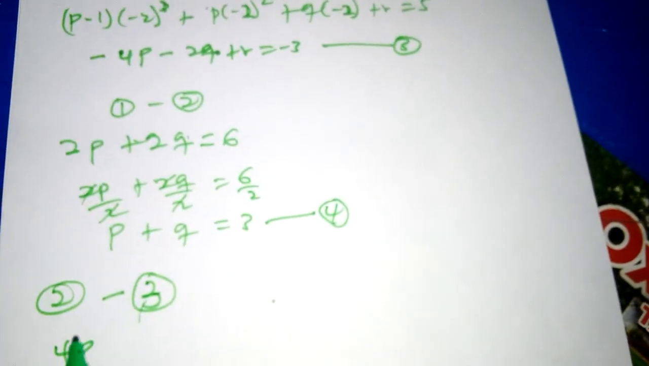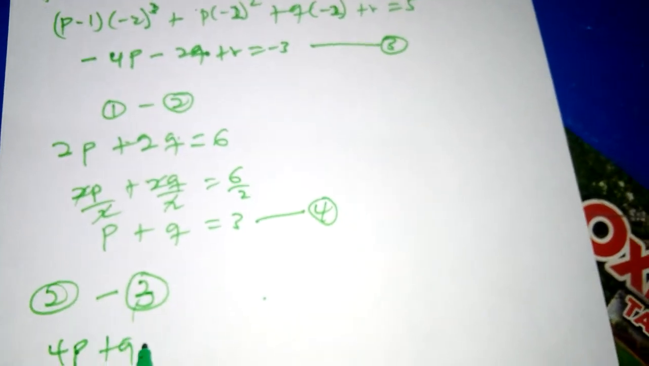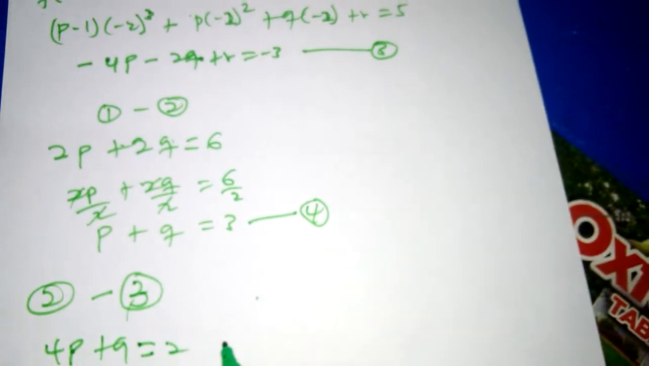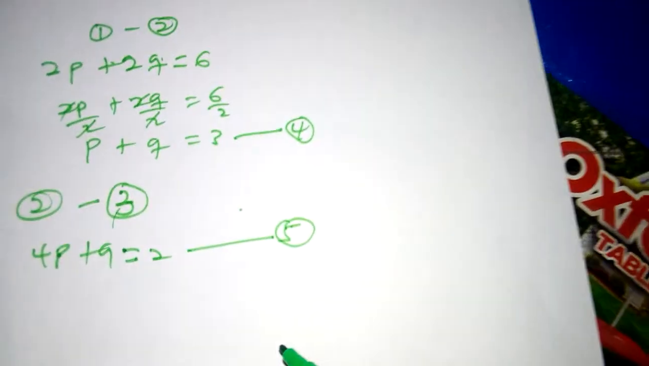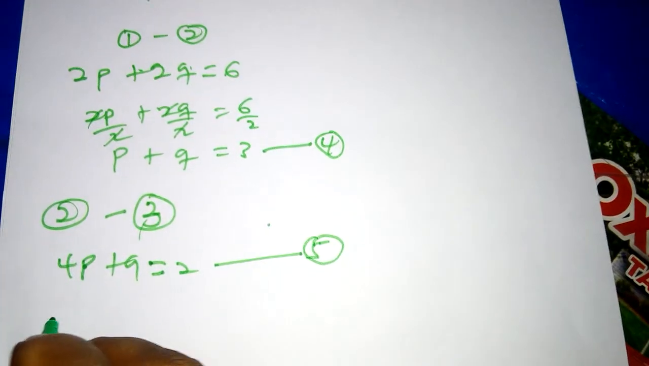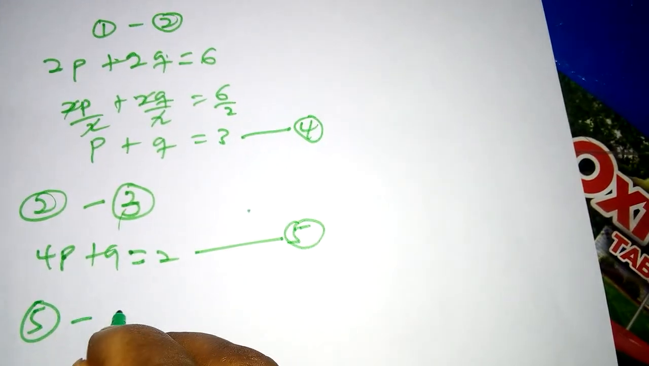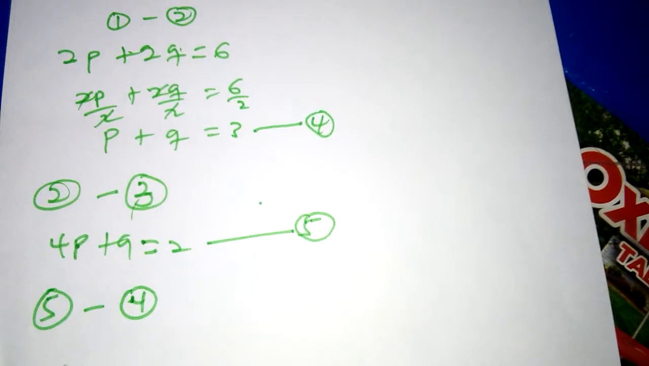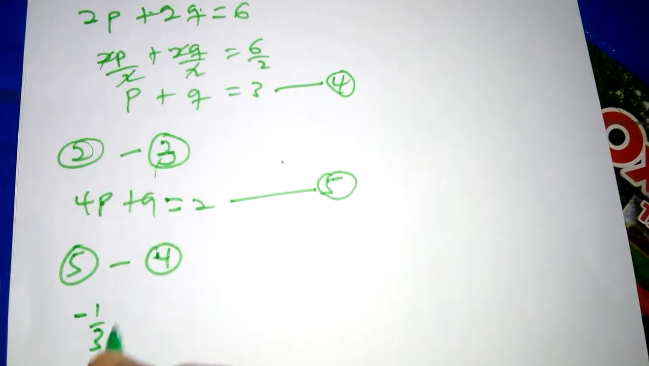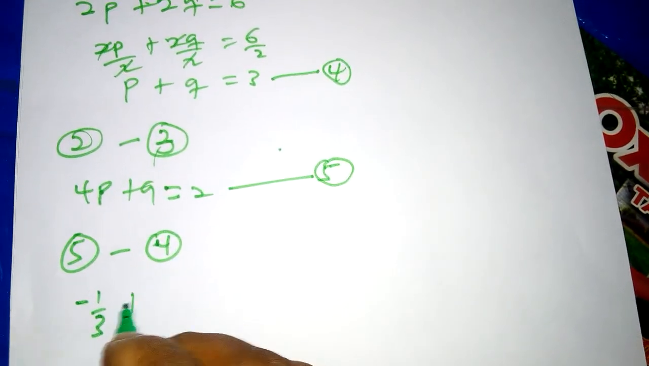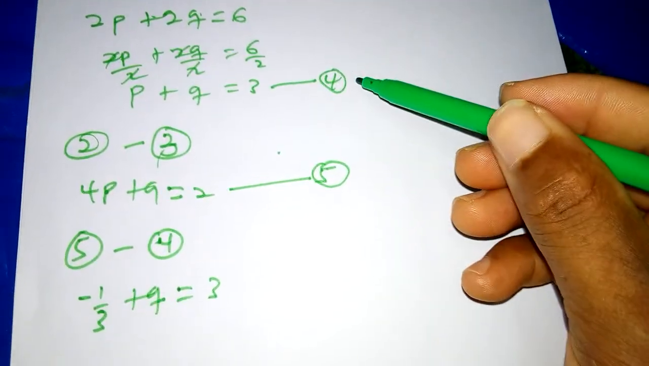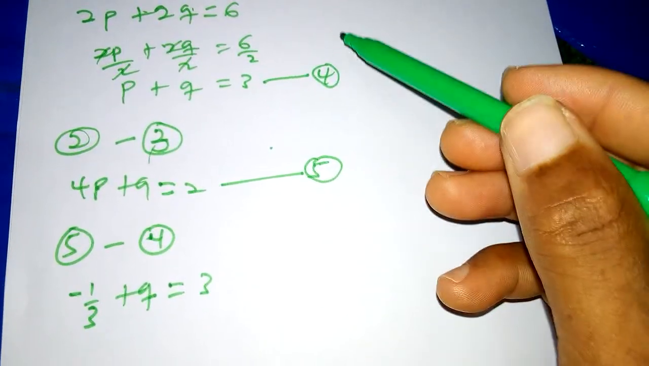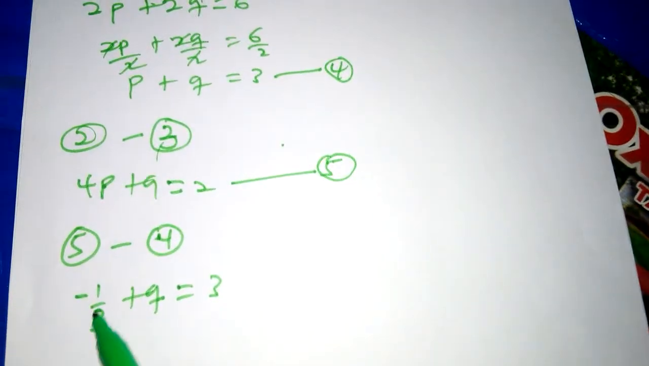When I do that math, I'll get 4p plus q equals 2, which is my equation 5. Now I can solve equations 4 and 5 simultaneously to get the first values. So I can just say that equation 5 minus equation 4 will give me minus 1 on 3 plus q equals 3. Please follow so that you see we subtract equation 4 from equation 5, and then we had this.